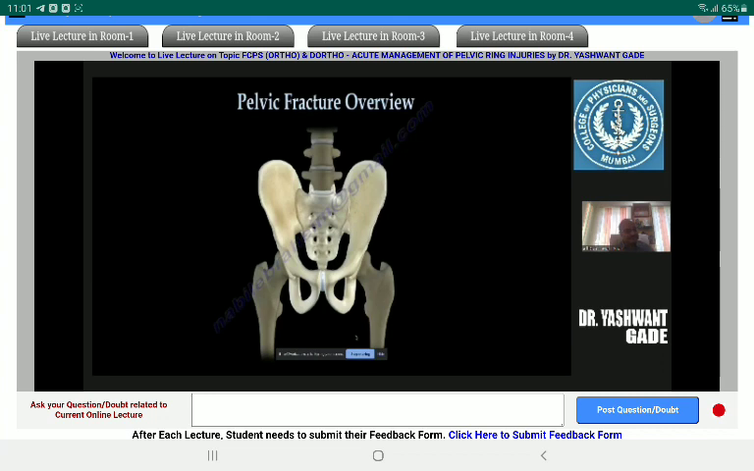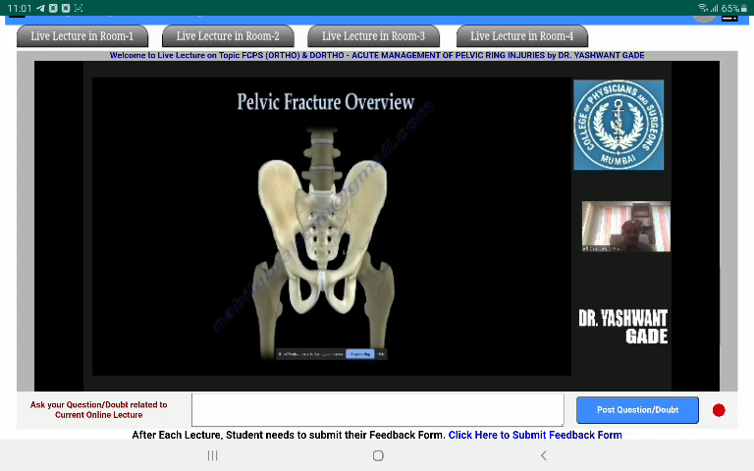So when you consider the anatomy of the pelvis, you must know that the pelvis is formed by two hip bones, sacrum and coccyx. The joints of the pelvis are the right and left sacroiliac joint, sacrococcygeal joint, and pubic symphysis. So this constitutes the pelvic bone.